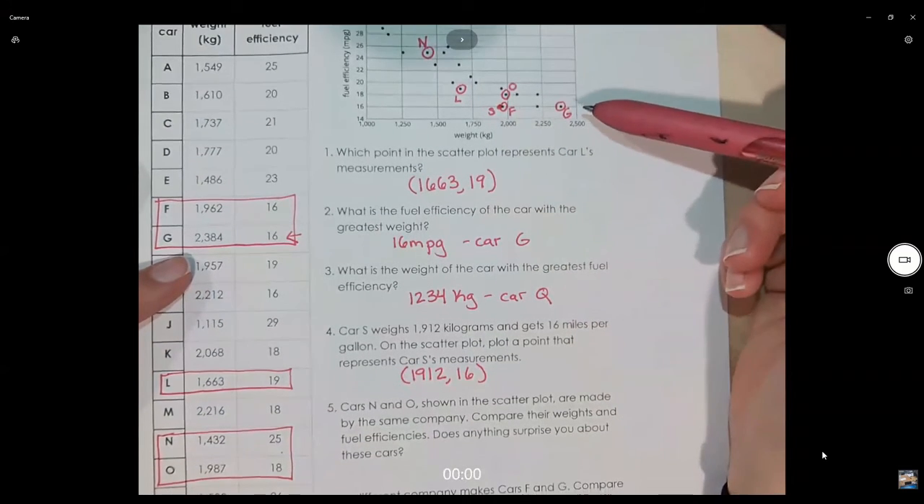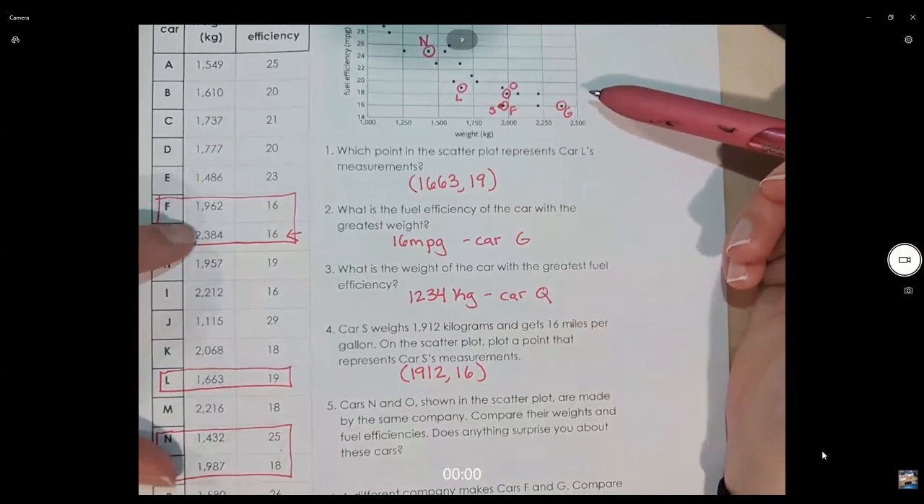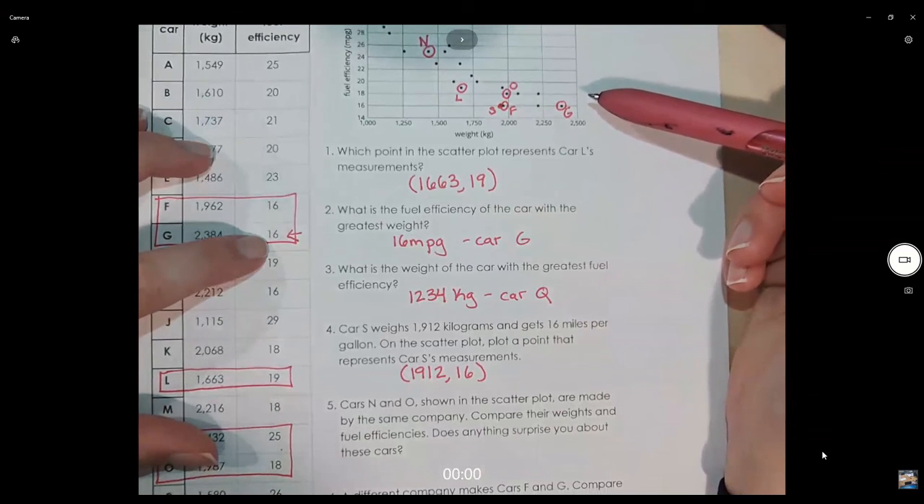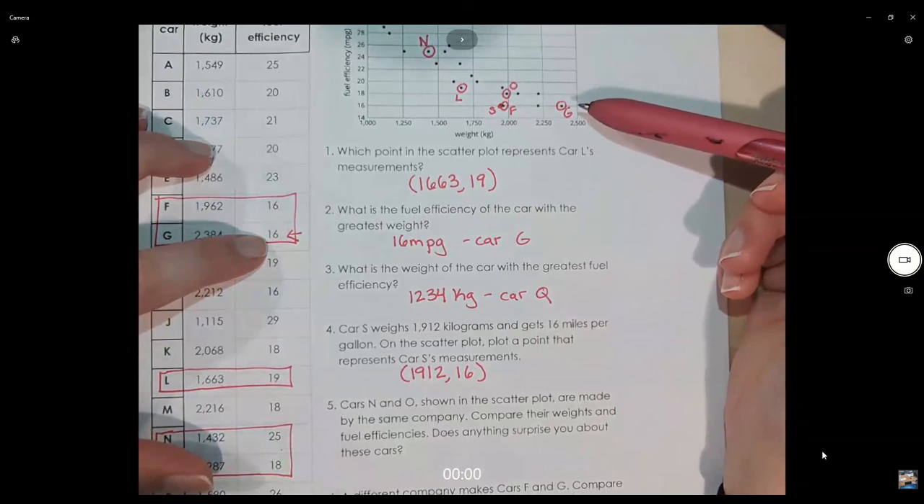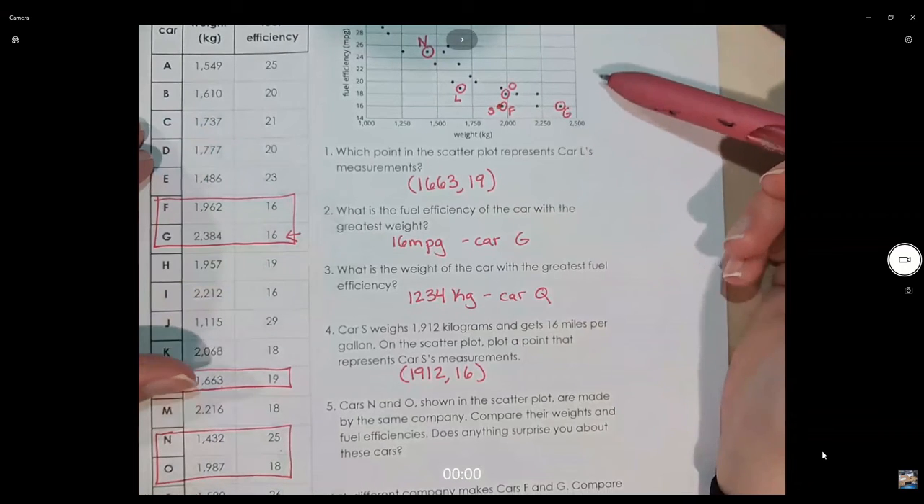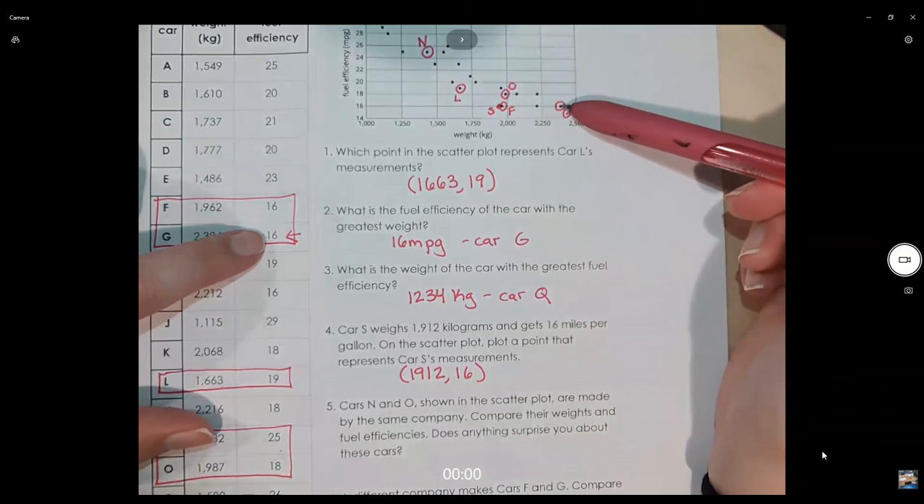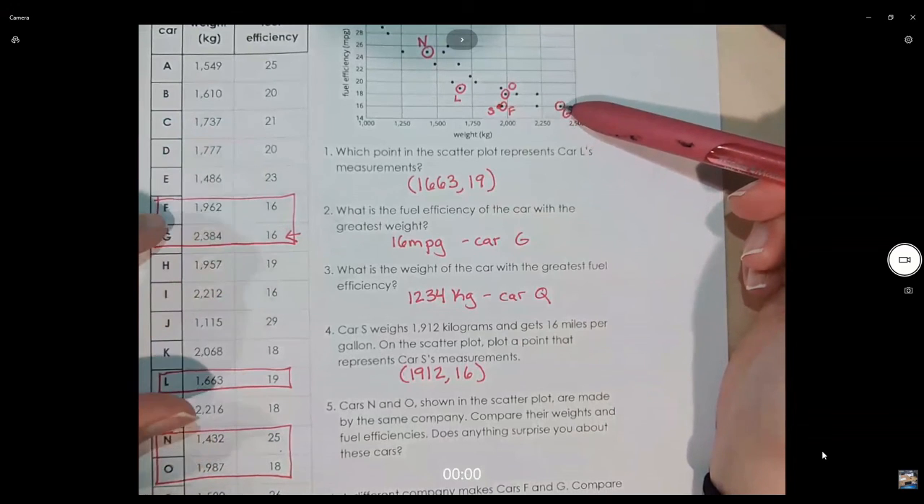So what I noticed here is that their weights are different, but their fuel efficiencies are similar. This is surprising because heavier cars are supposed to have less fuel efficiency. So you would think as it gets heavier, the fuel efficiency would actually be even less than this. So this doesn't typically follow the trend that we're seeing.